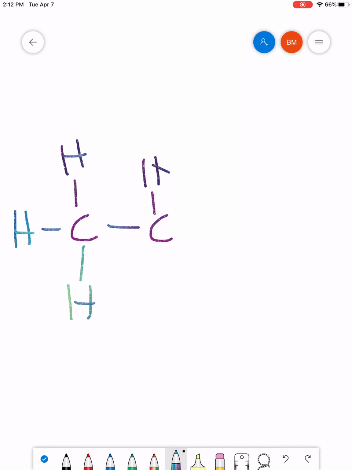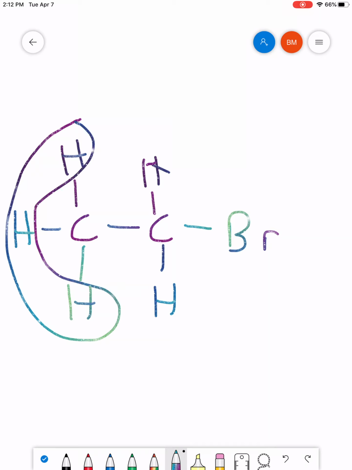All right, let's try another one. I'm going to take that same one and tweak it just a little bit. I'm going to replace one of the H's with a bromine. And this is going to change things a bit. Again, you can safely assume, I think, that these H's are all going to be identical to each other, and that these two H's will be identical to each other.